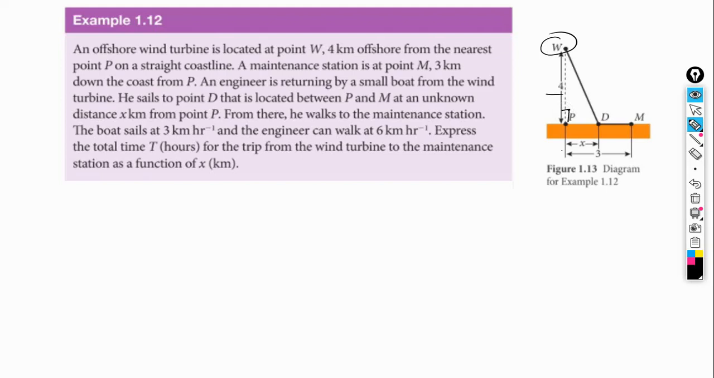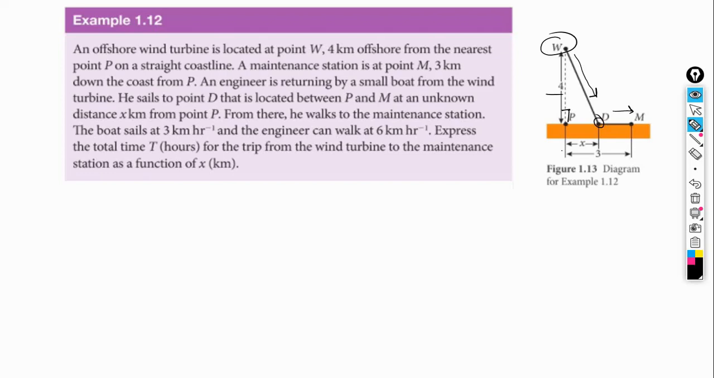An engineer is returning by a small boat from the wind turbine. He sails to point D, that is located between P and M at a known distance x from point P. So he sails from W to D, which is here, and then from there he walks to the maintenance station. The maintenance station would be M. The boat sails at 3 kilometers per hour, and the engineer can walk at 6 kilometers per hour. Express the total time T in hours for the trip from the wind turbine to the maintenance station as a function of x kilometers.